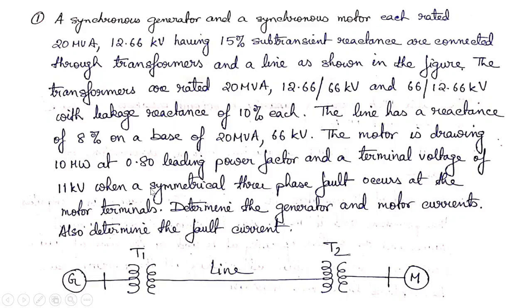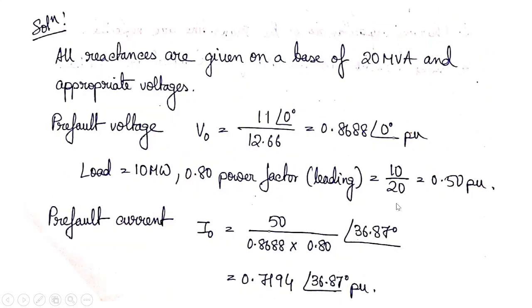The motor is drawing 10 megawatt at 0.80 leading power factor and a terminal voltage of 11 kV when a symmetrical three-phase short fault occurs at the motor terminal. So the fault is occurring here at the motor terminal. Determine the generator and the motor currents, and we also have to determine the fault current.